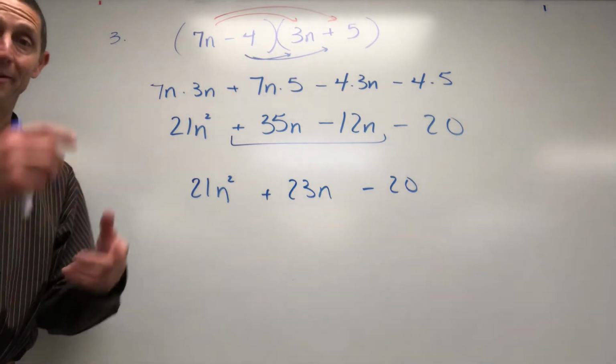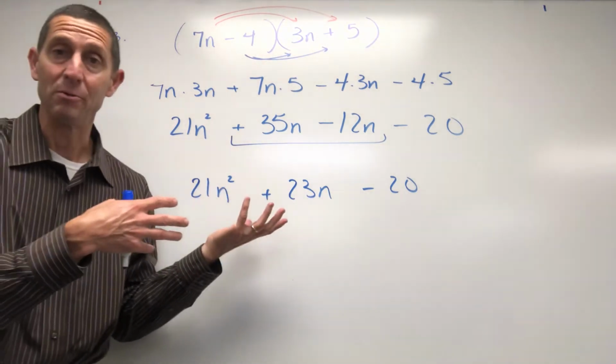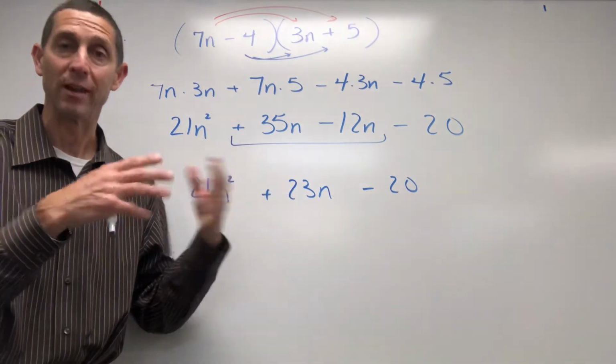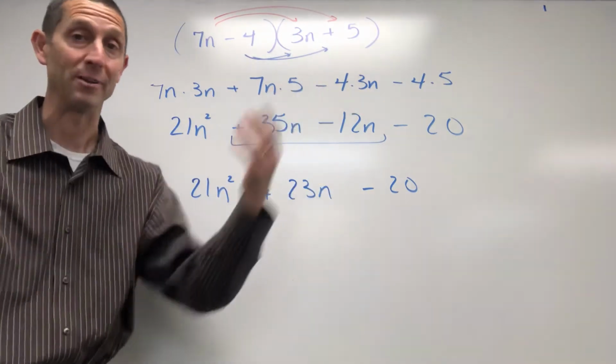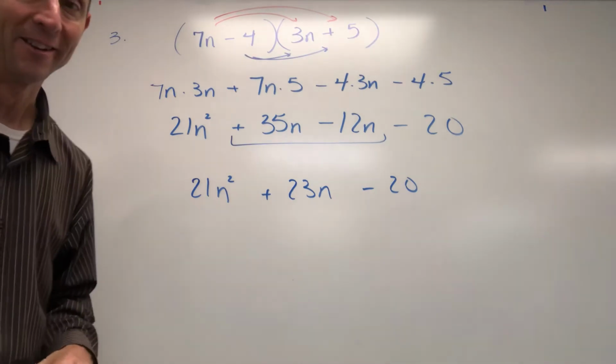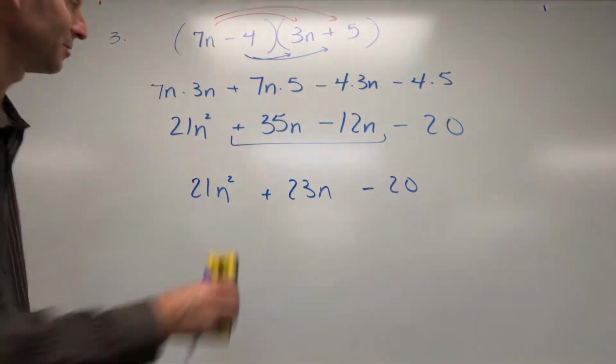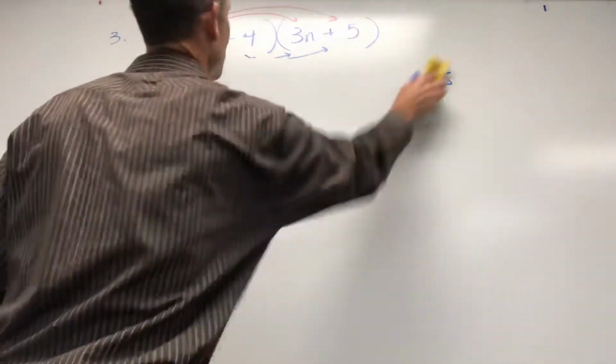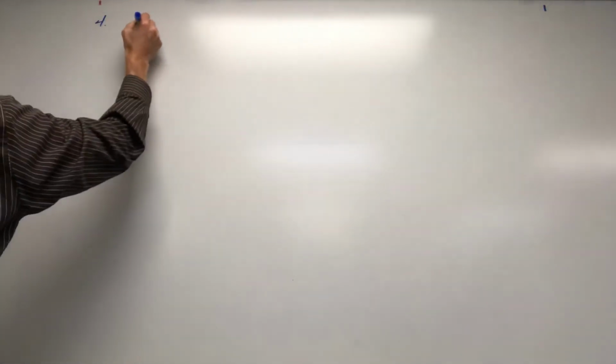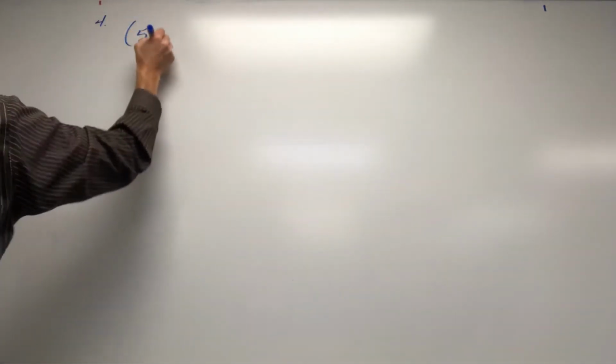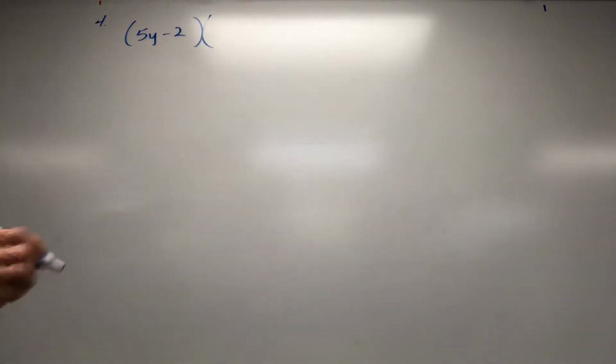All right. So back when you learned this back in the day, they used to call this FOIL. I don't even know if the word FOIL is still around or not. And then you bring in the superFOIL. Let's do that. All right, 1, 2, 3, and 4. So here is 5y minus 2, y squared plus 6y plus 8.